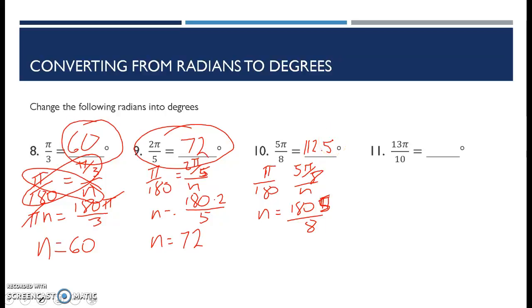And then as we get going on this, we probably don't need to set up the proportion because what we're doing is we're just taking 180 and sticking it in for the pi. 180 is pi degrees, so I'm just going to take 180 times 13 divided by 10. And so then 180 times 13 and then divided by 10 is 234 degrees. So this is another one that's not on your unit circle, but it's 234 degrees.